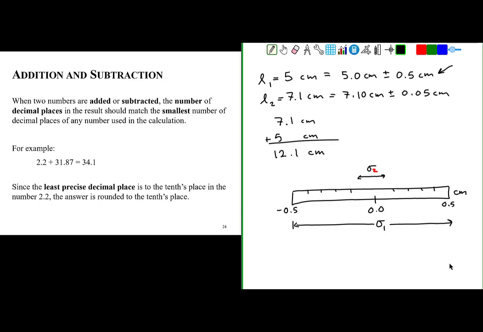our second value, or really our first value, the 5 centimeters, has such a large uncertainty. We can't round our answer to the nearest tenth of a centimeter. We have to round our answer to only the ones place, because that's the digit that we are certain to. We're certain to the ones place. We can't say our answer is 12.1 centimeters because the uncertainty in the 5 centimeters is so great.